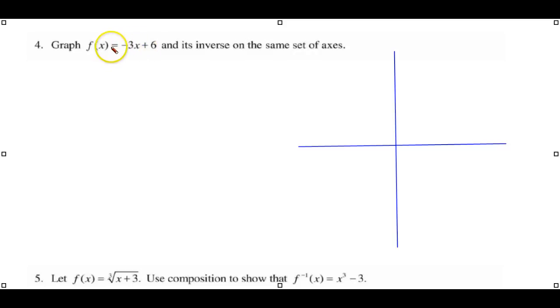So, what would be the inverse of this? Well, let's find the inverse. So we're going to go y equals a negative 3x plus 6. So we're going to switch now the x and the y. Now we're going to solve for the y.